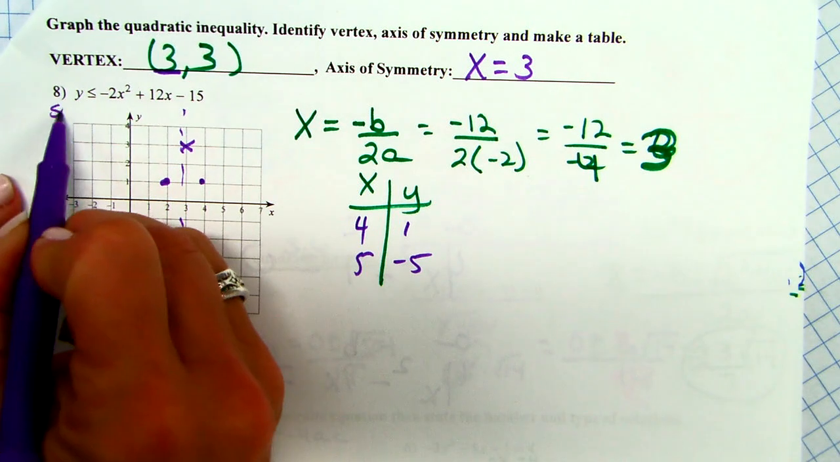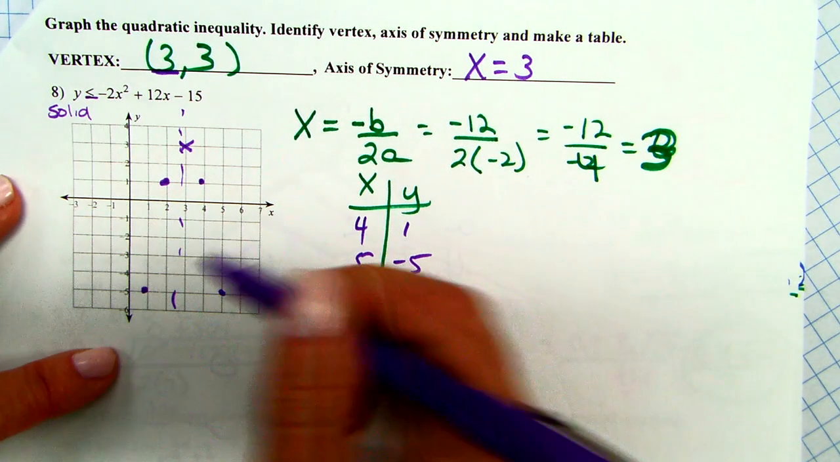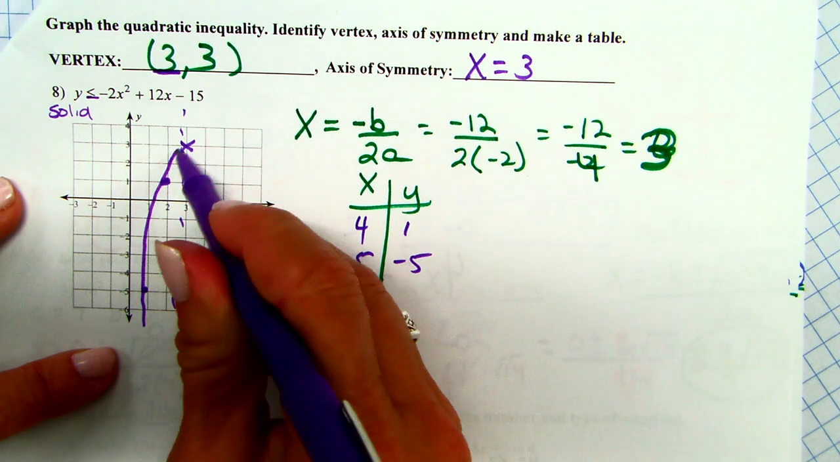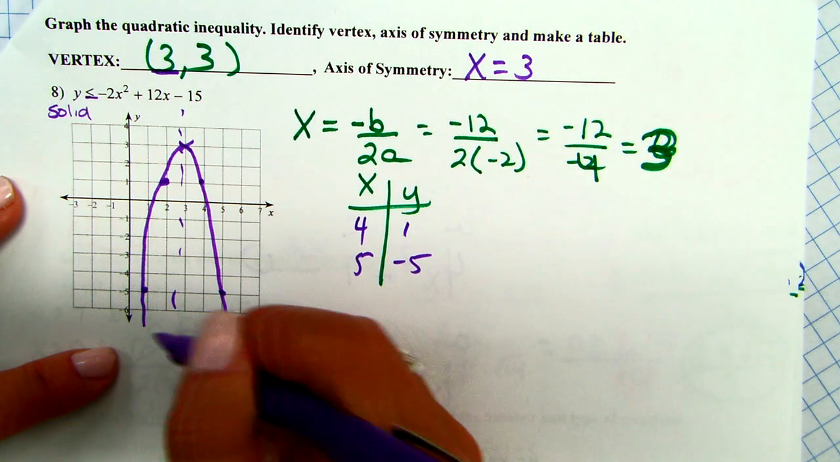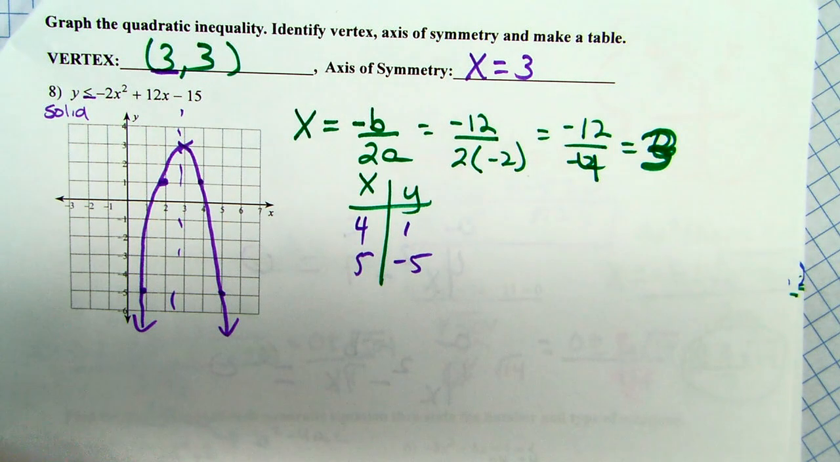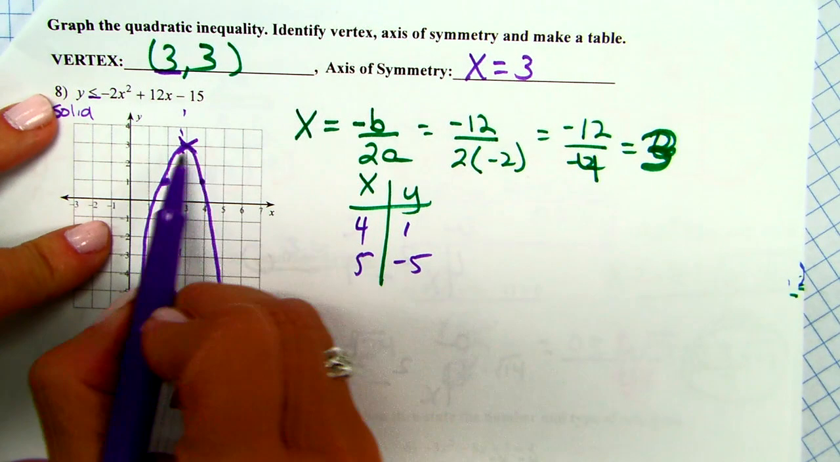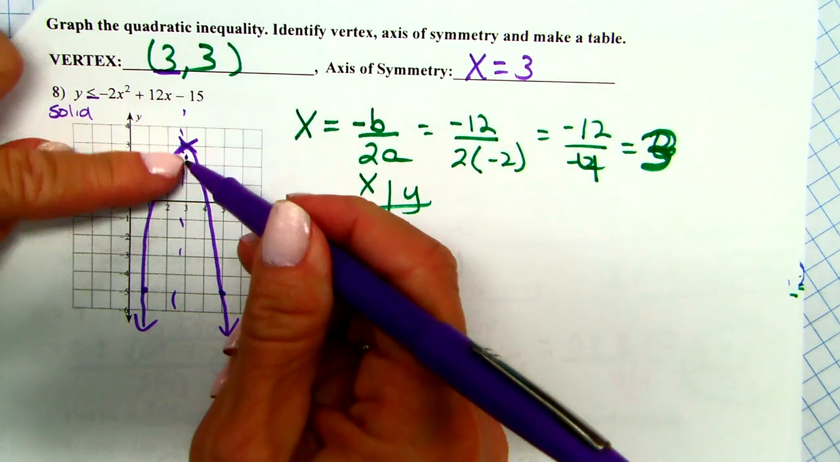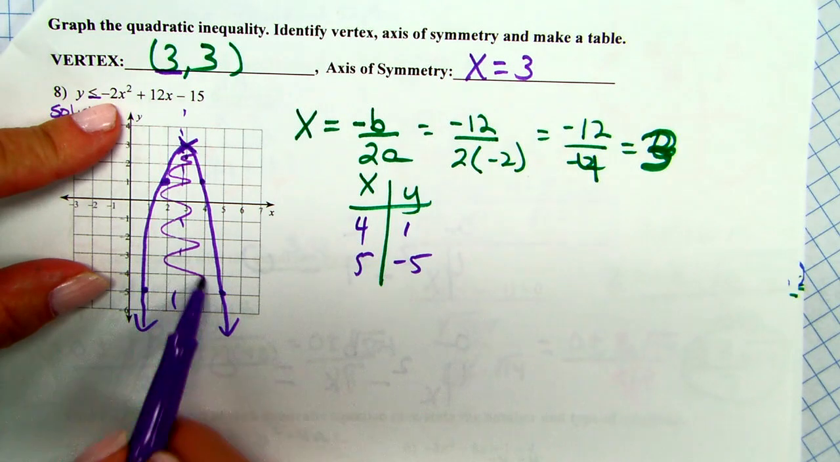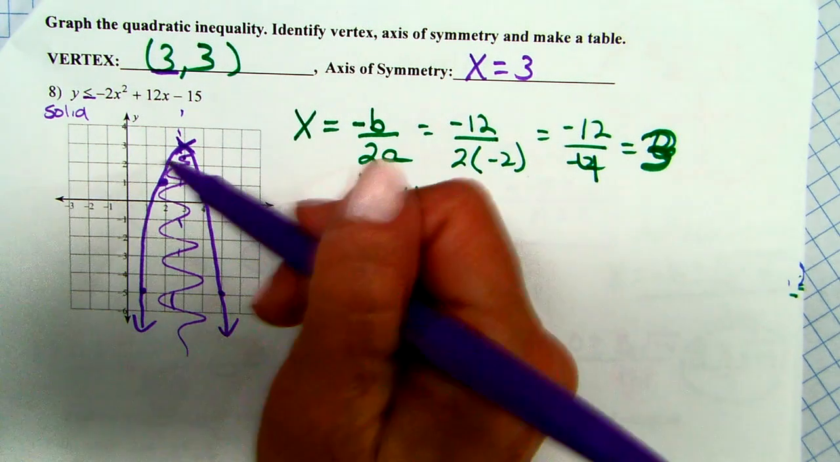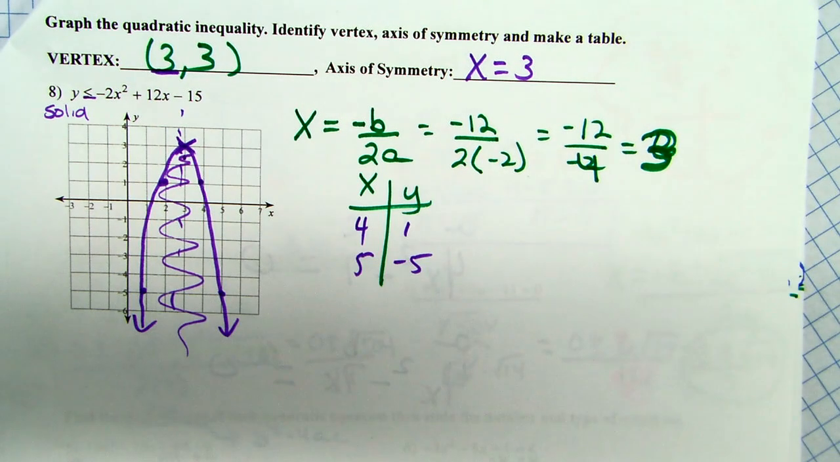This is going to be a solid graph because of the equal to sign. Less than, okay? Below this vertex. Less than the vertex would be inside. If it was greater than, it'd be on the outside.